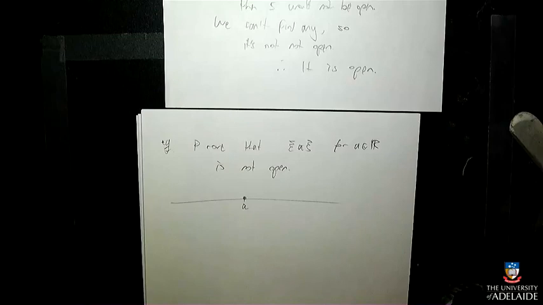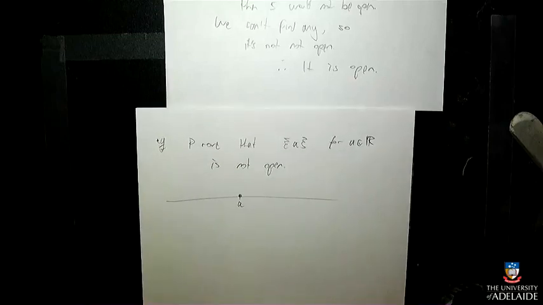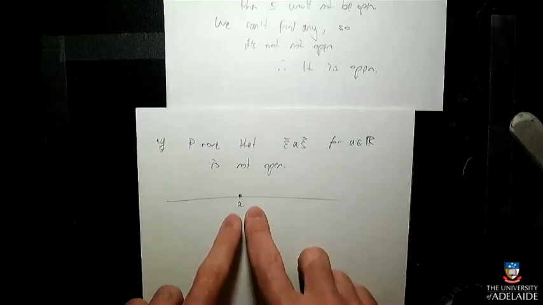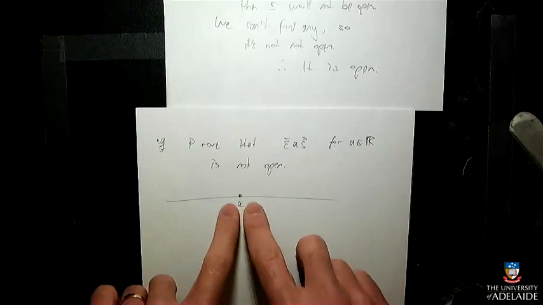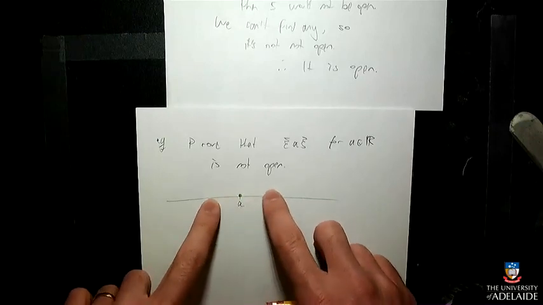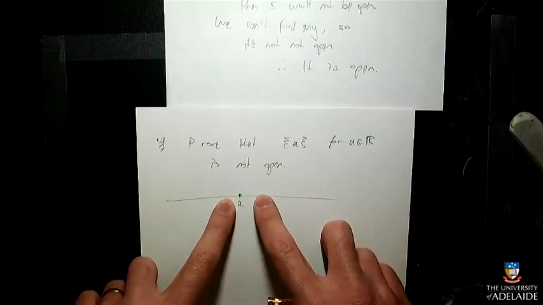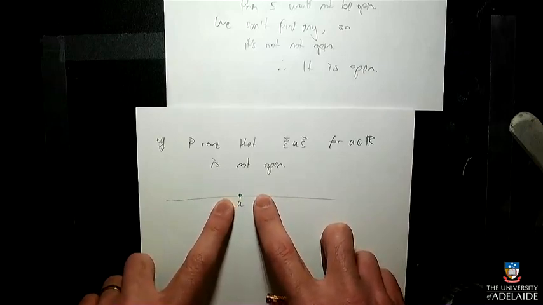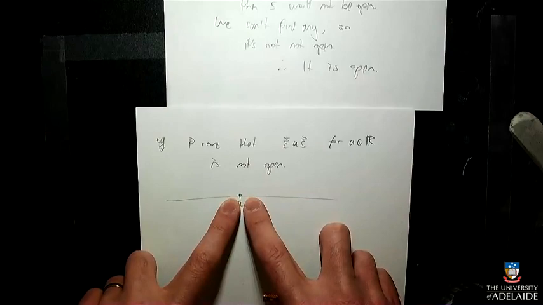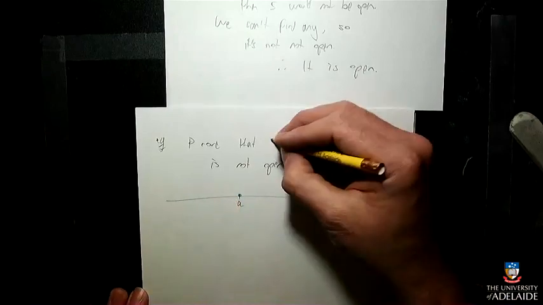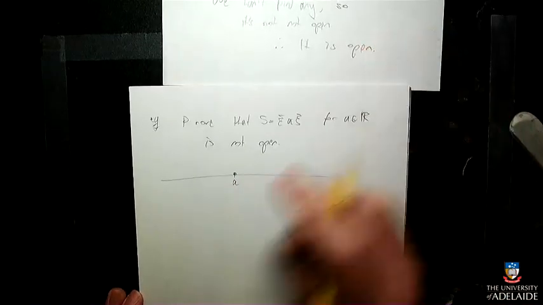Okay, so, all right, well, let me just think about all the intervals that are centered on the only point I have. Well, they all contain points that aren't A. And so therefore none of them are contained in the set with just A. I'm just going to call this set S just so it's easier to talk about.